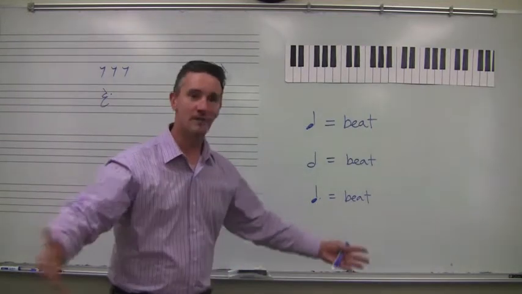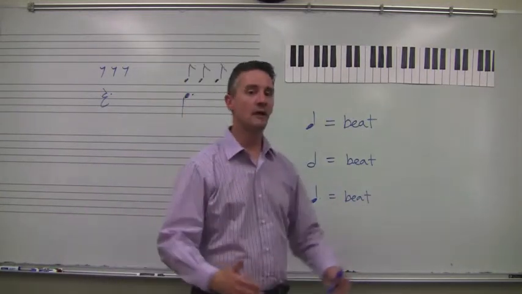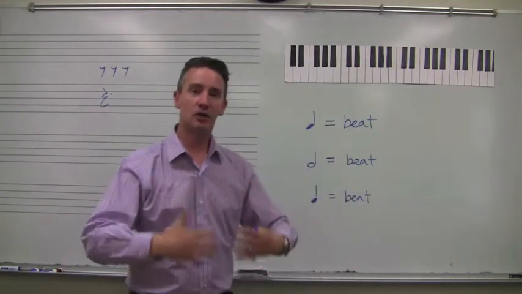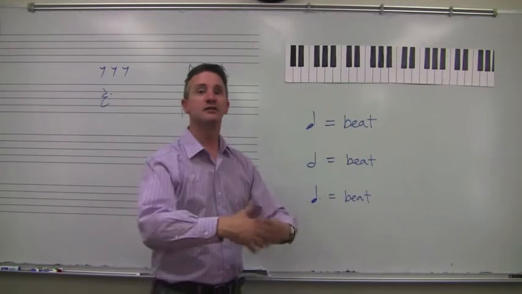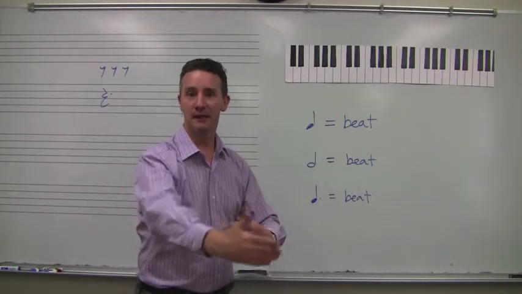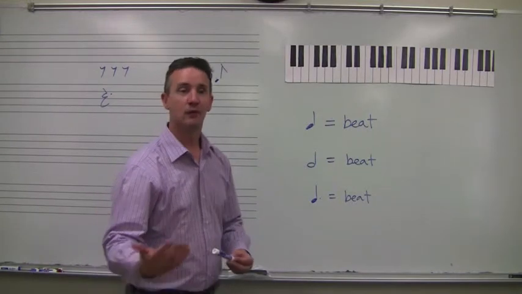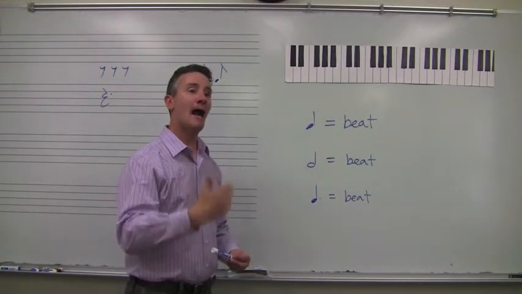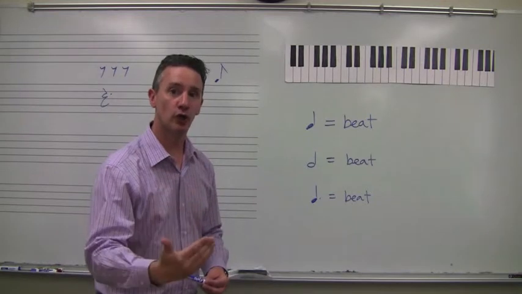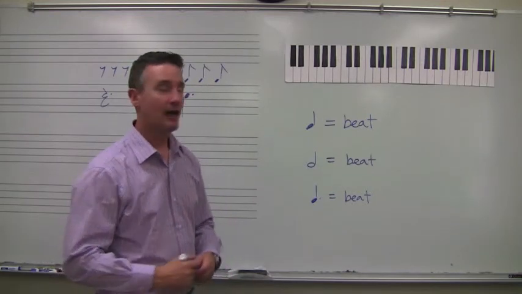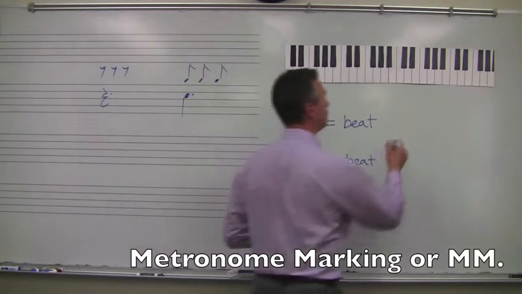Or anywhere in between, or faster or slower? Or we have to designate it as our job as the composer to determine how fast the beat will be. And we do that by using a numerical value. We simply say how many times that beat will occur in a minute. And so we use something called a metronome marking.